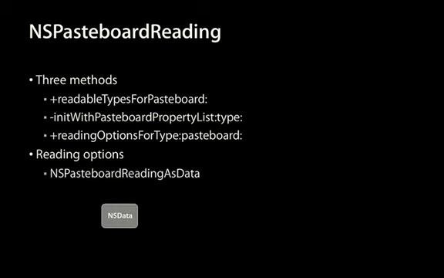The first is reading as data. This is the default if you don't implement the optional reading options method. And the NSData on the pasteboard gets handed into that init method as is. Then there's reading as string, where we will take the data and deserialize it to an NSString. And reading as property list, where we do the same with a property list. And so this is similar to the property list for type or string for type methods in the existing NSPasteboard API.